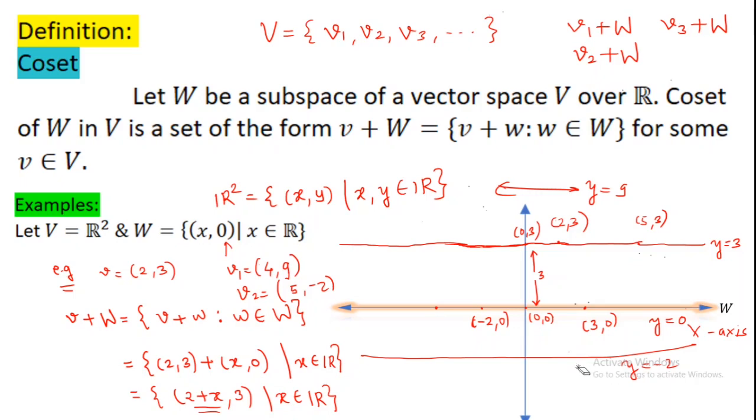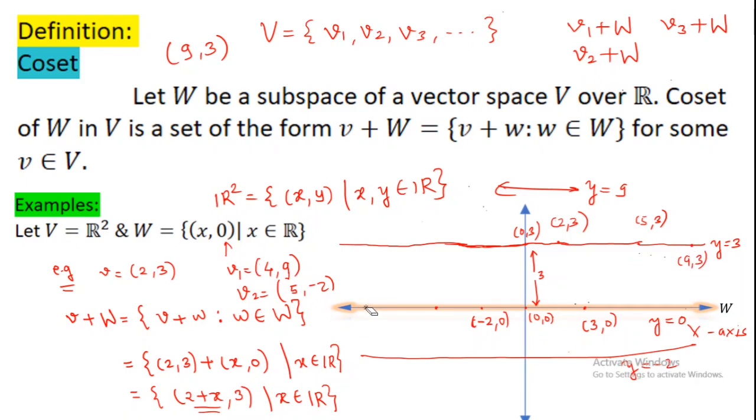Now definitely there will be one question in your mind. What if I take my point to be some 9, 3? Isn't it? This is 2, 3. This is 9, 3. So whatever coset you are going to get, the coset is again going to be the line y is equal to 3. Now if you observe properly, the point 9, 3 is actually present on this line only. It is somewhere here, right?